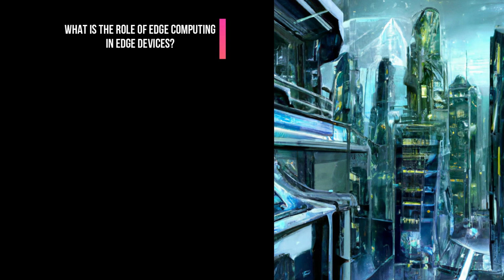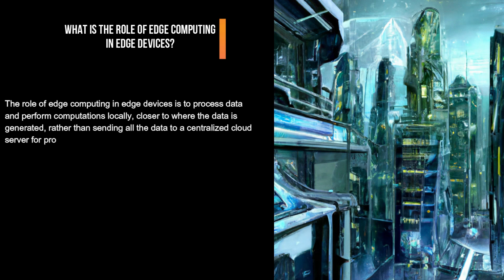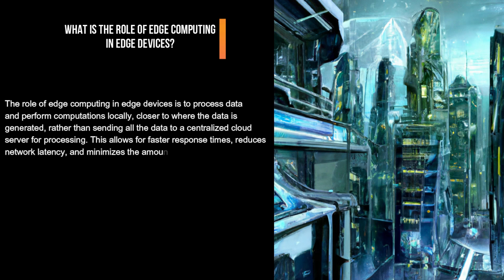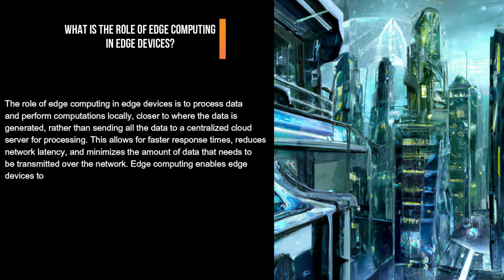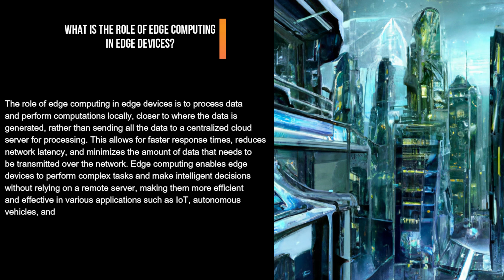What is the role of edge computing in edge devices? The role of edge computing in edge devices is to process data and perform computations locally, closer to where the data is generated, rather than sending all the data to a centralized cloud server for processing. This allows for faster response times, reduces network latency, and minimizes the amount of data that needs to be transmitted over the network. Edge computing enables edge devices to perform complex tasks and make intelligent decisions without relying on a remote server, making them more efficient and effective in various applications such as IoT, autonomous vehicles, and industrial automation.